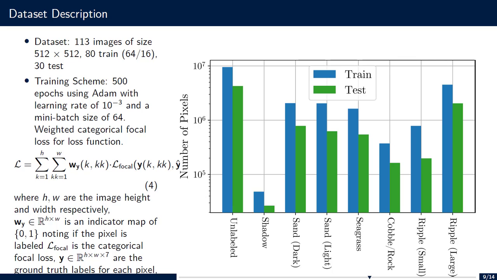We trained the MLSP net for 500 epochs using the ADAM algorithm with a learning rate of 10 to the minus 3 and a mini batch of 64. The training iteration giving the best validation result is used to evaluate the test set. The loss function used to train the network is the weighted categorical focal loss. We evaluate and compare methods using the mean pixel accuracy, or MPA, because of its robustness to class imbalance, which is present in our data set, as shown here in the figure.